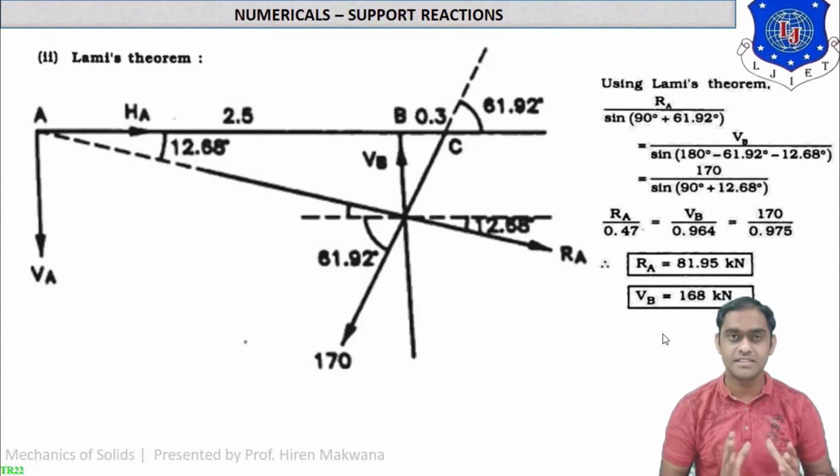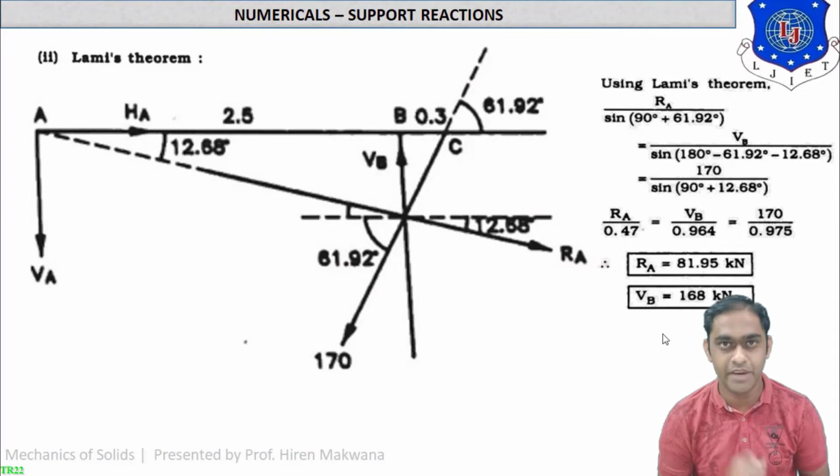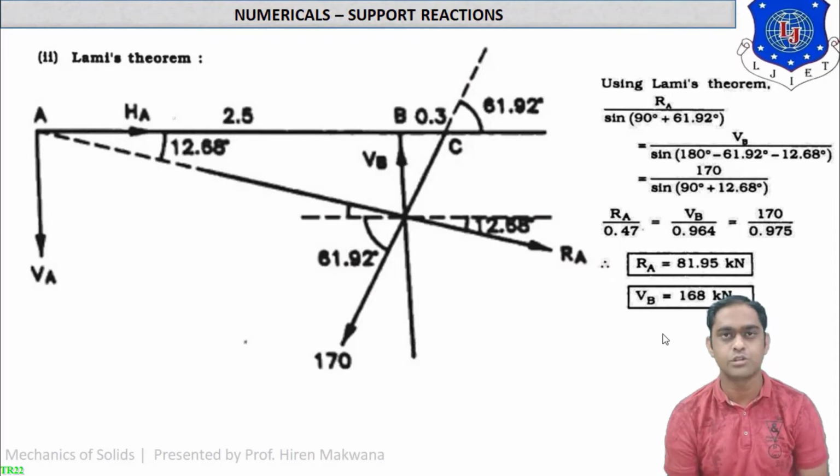So this is the main logic, or this is the main magic. With the help of Lami's theorem we can also find the support reactions. So this is a very simplified, or you can say very master magical sum, in which we have used two methods, the equilibrium method and Lami's theorem also.